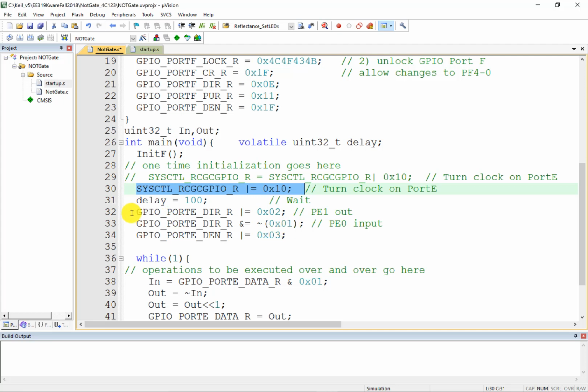Now I'm going to go down and do the rest of the stuff that you already know. Again, this is the same line as this one: I read port E, I OR it with 0x20, and I store it back. That sets the bit. The vertical line is an OR.